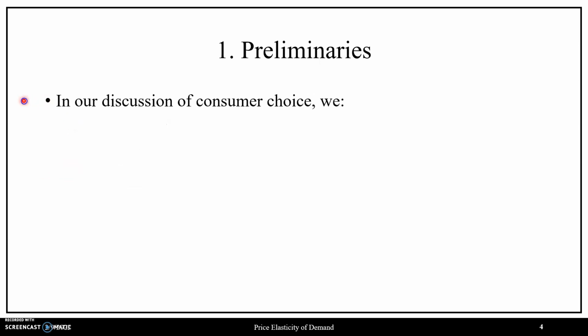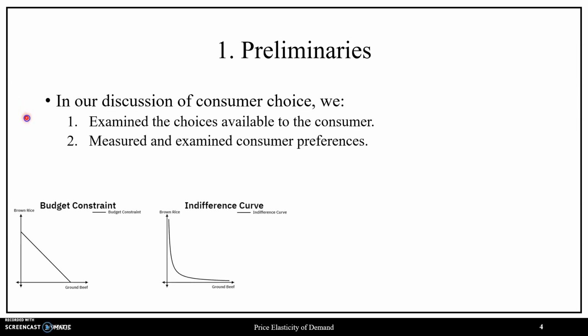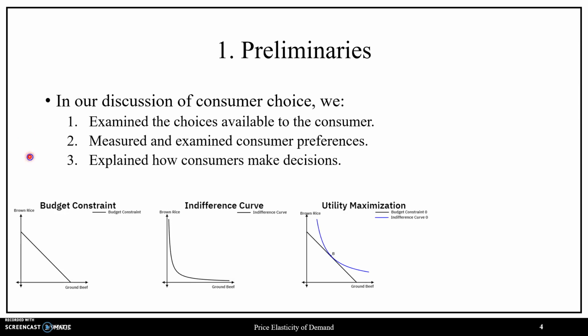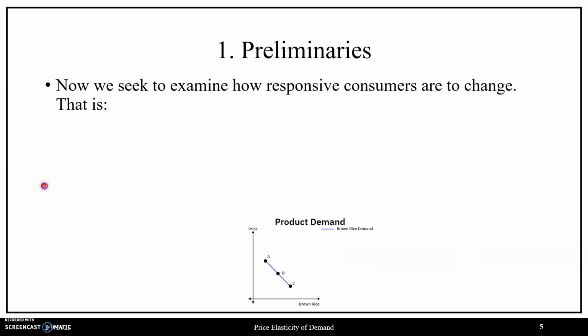Beginning with our preliminaries, in our discussion of consumer choice, we have examined the choices available to consumers, measured and examined their preferences, to then explain how they make decisions. This then allowed us to derive product demand for individual goods and services. Now we seek to examine how responsive consumers are to change.